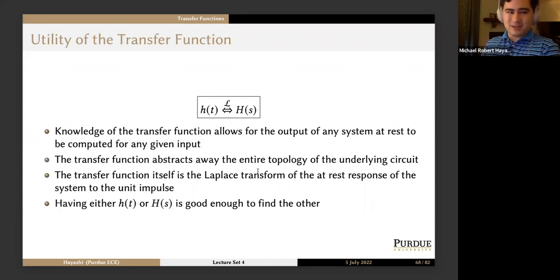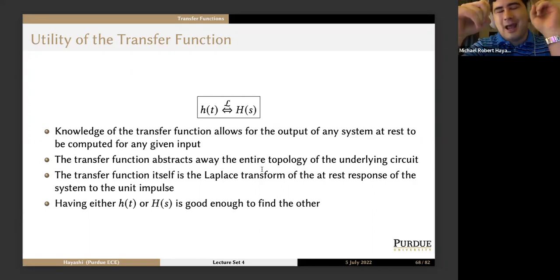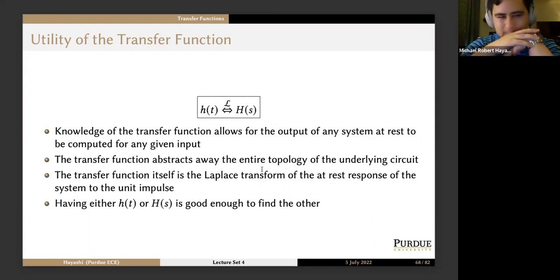So as a note, knowledge of the transfer function, capital H of s, allows for the output of any system at rest to be computed for any given input, as we would expect. The transfer function is going to abstract away the entire topology of the underlying circuit. And if you ever wondered what I meant by topology, that's like the specific choice of components and their interconnections that make up the circuit. So it's basically the layout of the circuit, or the complete schematic, the choice of components, their values, and how they connect to each other. All of that doesn't matter. Once we have the transfer function, it just becomes math.